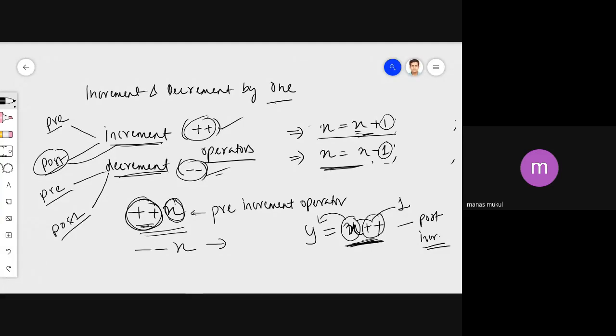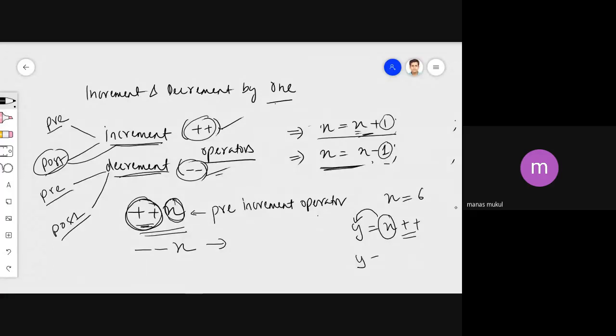I hope you're understanding this. If you're not understanding this, again, I am repeating this. So if you have an example where x is equal to 6 and you have y is equal to x plus plus, in this case, first the value of x will be transferred to y, and after that the value of x will be incremented. That means in this case the value of y will be 6 and the value of x after this expression is completed will be 7.